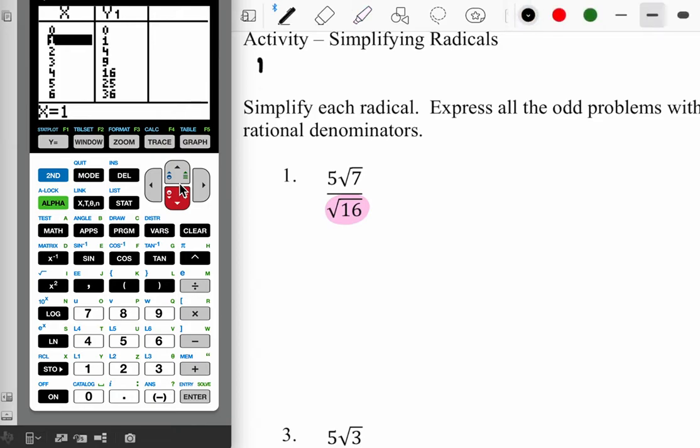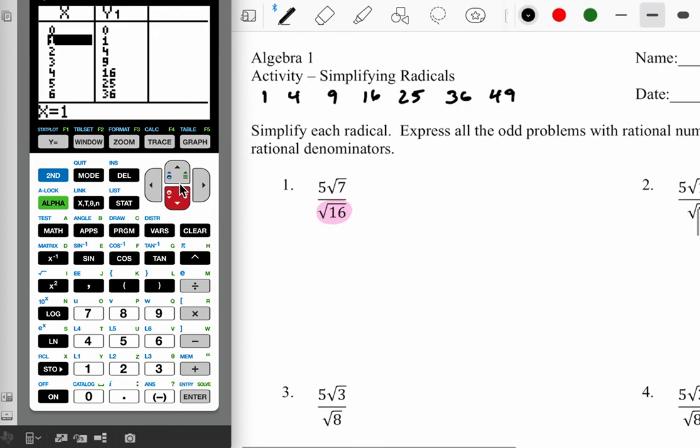You don't always have to go to your calculator. So 1, 4, 9, 16, 25, 36, 49. I got a little fancy last time, and I went out to, I think, 15. Really, 10 is a pretty good number to go out to. So 64, 81, and 100.